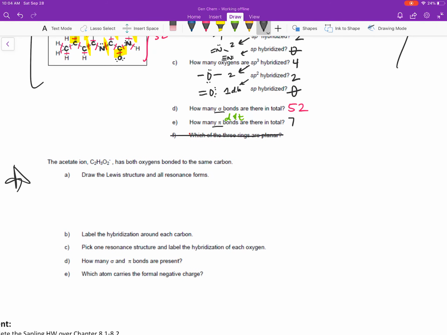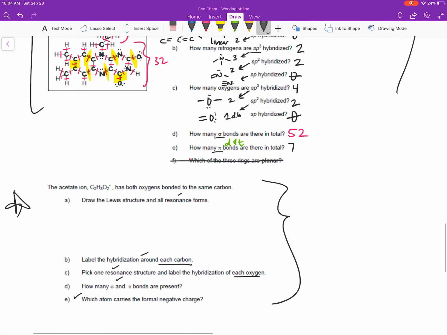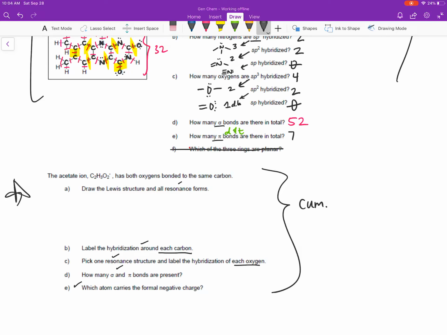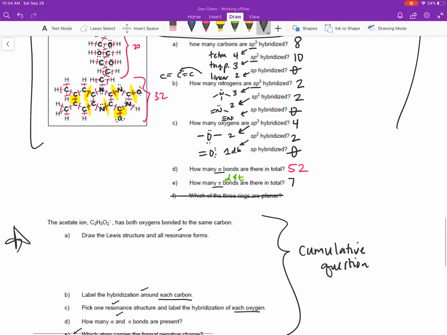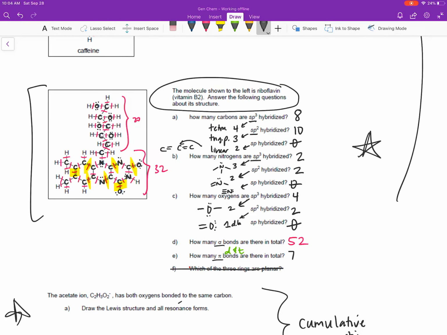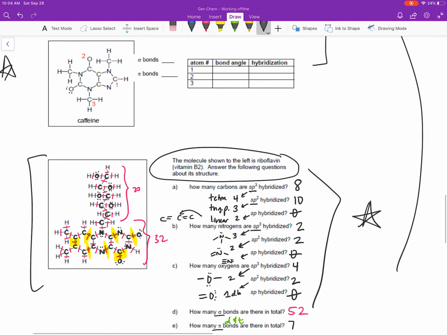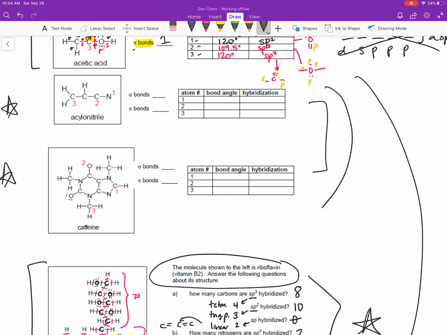The nice thing is you are going to practice using the acetate ion. Some of the stuff we've talked about: the Lewis structure and resonance, hybridization around each carbon, pick the resonance and identify oxygen, counting sigma and pi, and then which atom carries the formal negative charge. These are all things we've talked about. It's a great cumulative question. Okay. But for sure, you're going to see something like this on the test. Different structure, but very similar. And then this is great practice for those questions.